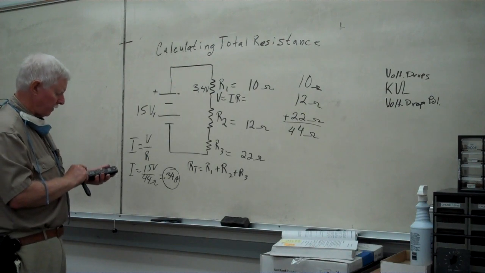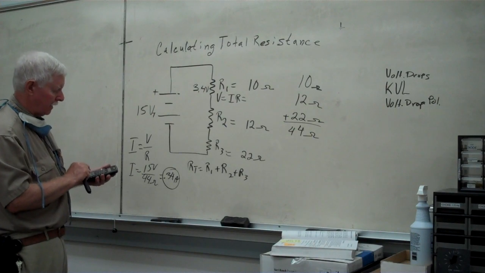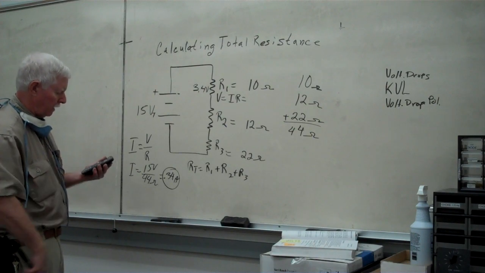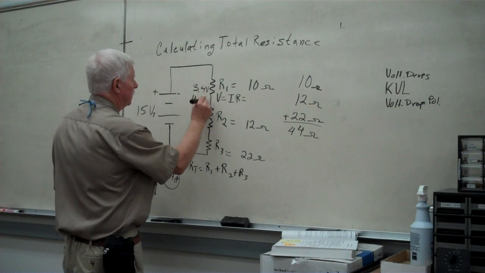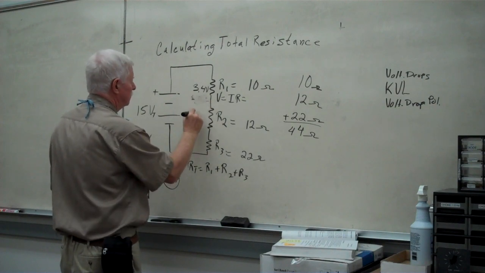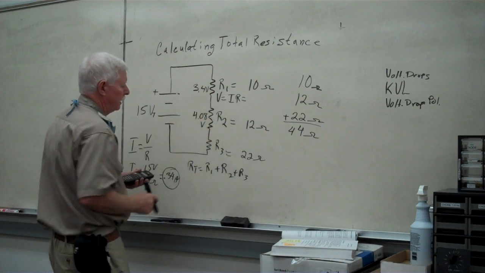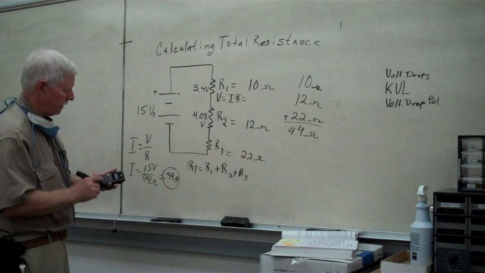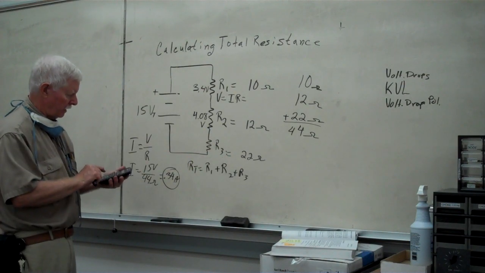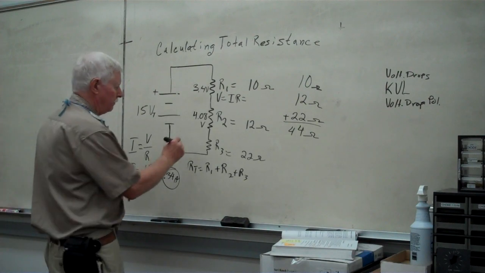The next one is 12 ohms, so we're going to take our current of 0.34, multiply that times our 12 ohms, and this is 4.08 volts. And our last one, which is on the 22 ohm resistor, I'm going to take 22 times the 0.34, and this will come to 7.48 volts.